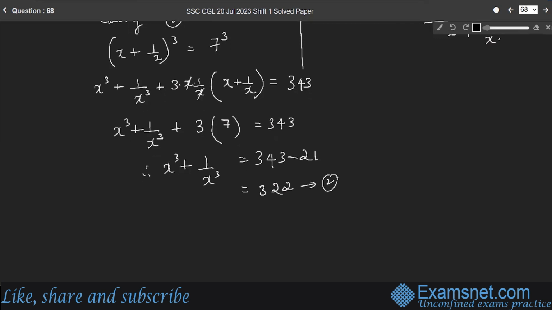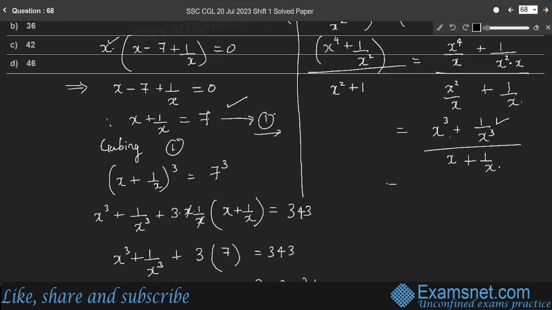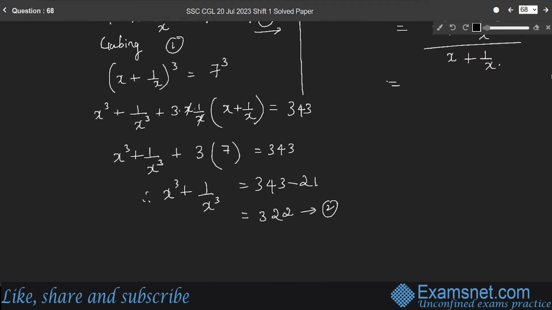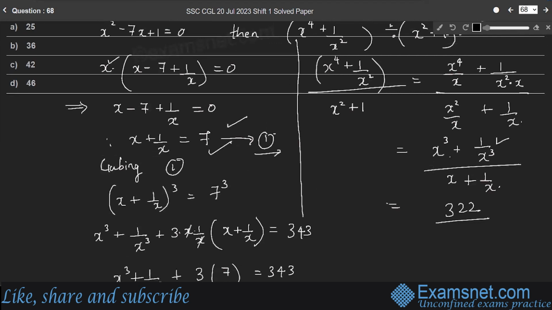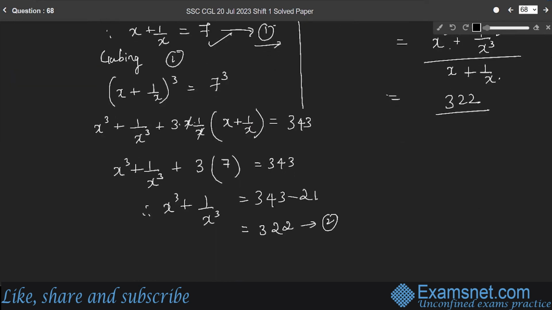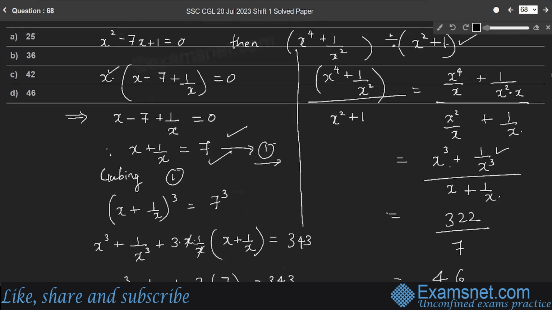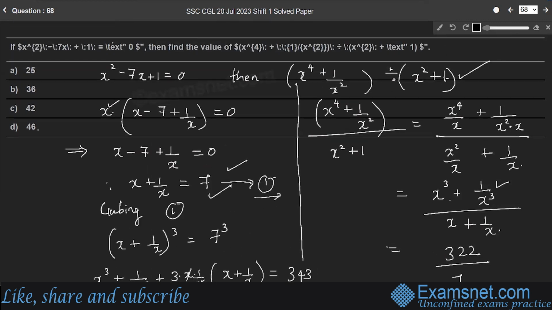Substitute the value of x cube plus 1 by x cube here, right? So the given expression becomes 322, x cube plus 1 by x cube is 322, divided by x plus 1 by x is 7, right? So 7 into 4, 28, 7 into 5, 7 into 6. Therefore, the value of the given expression is 46. Option D is the right answer.